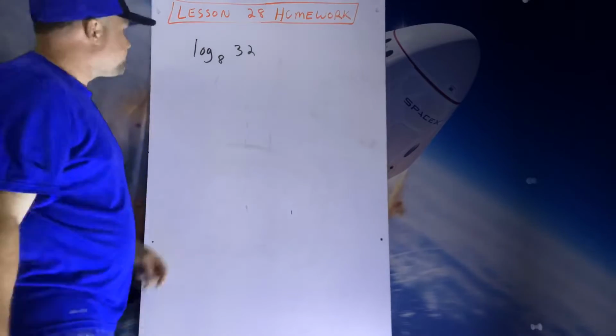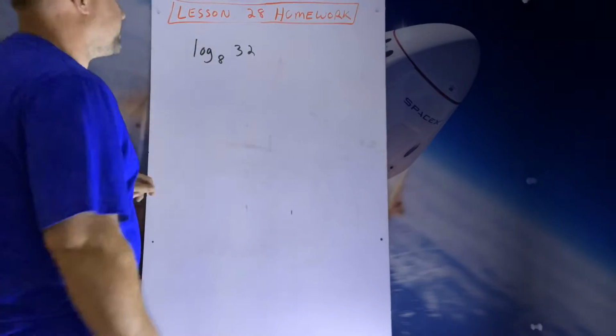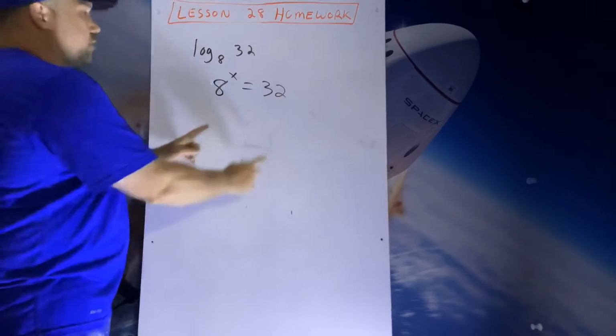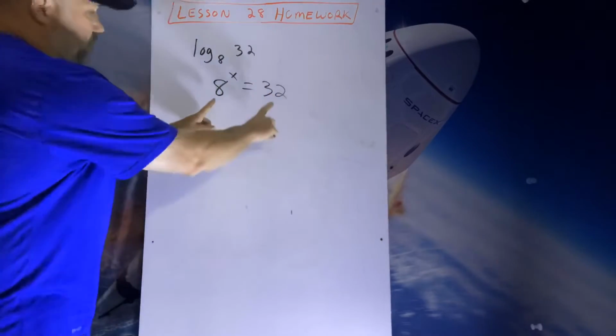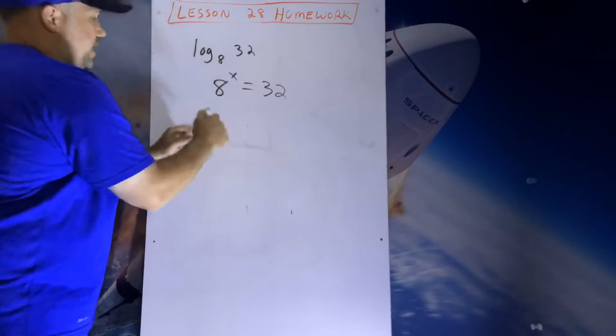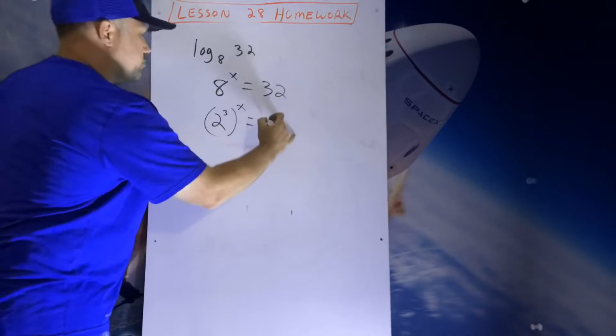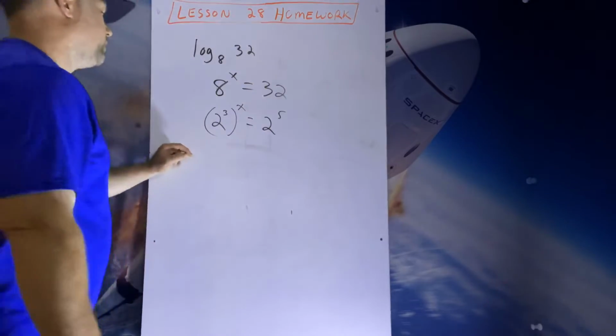Number 38, log base 8 of 32. 8 to the what power gives us 32? We want to get the bases the same. I can drop both of these down to base 2. 8 is really 2 to the third. 32 is 2 to the fifth.